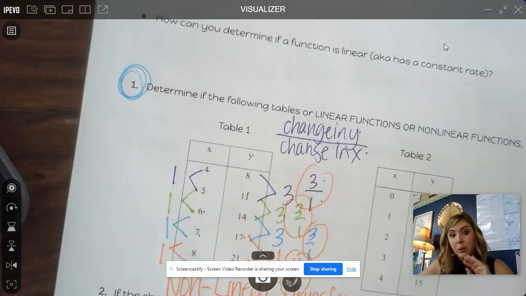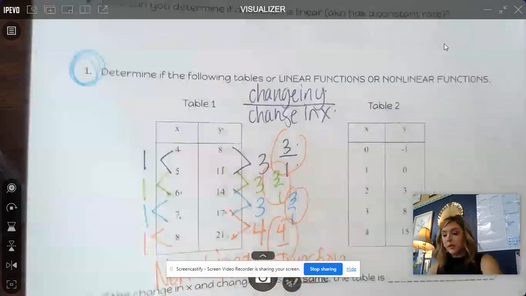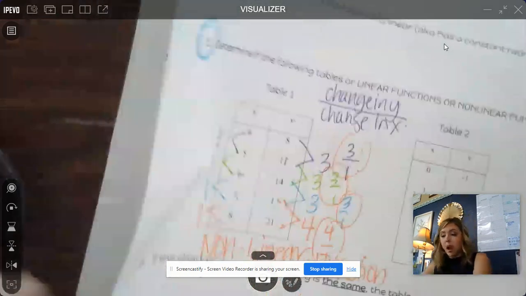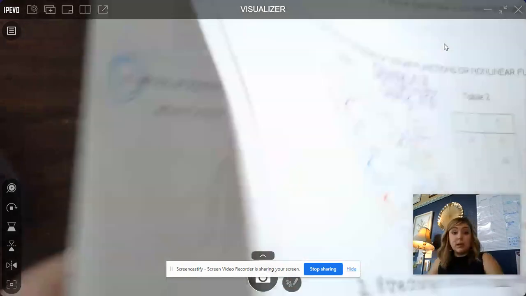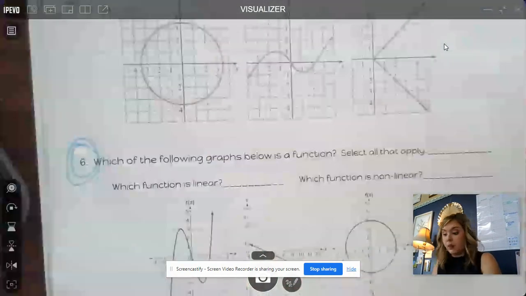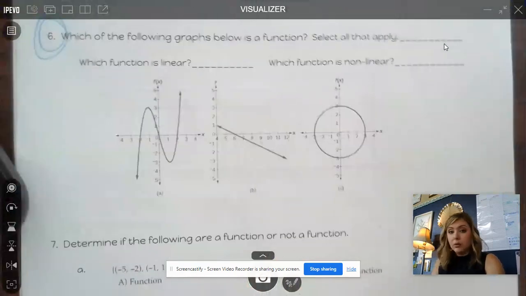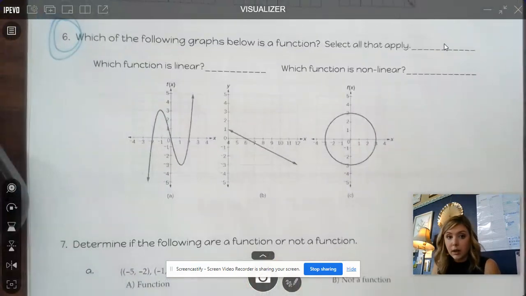All right, if you paused and tried it, obviously you'll be able to check the key at the end. I'm going to do two more in here. I'm going to jump to number 6. We're going to look at graphs real quick. So determining linear or nonlinear right here, we are doing what I talked about at the beginning, the vertical line test.